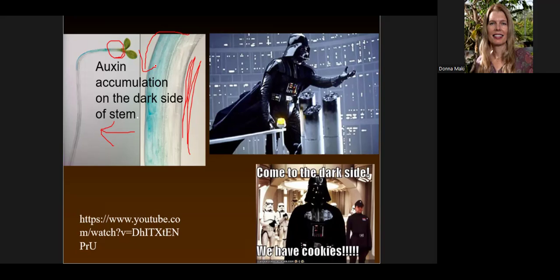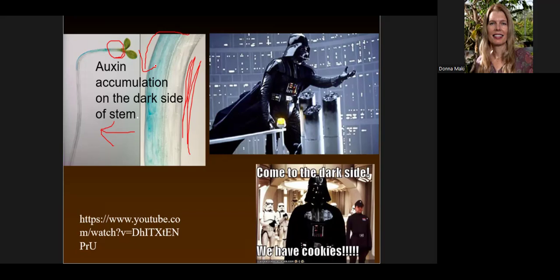Auxin has a form that is light or not light. There are photoreceptors in the shoot tip that play a role in that, but I'm not going to go into detail. Photoreceptors means it's a protein that has a portion attached to it that can absorb the light, and then it sends a signal. And auxin goes, oh, okay, I need to move over.